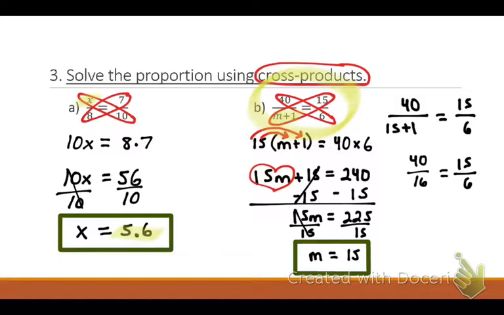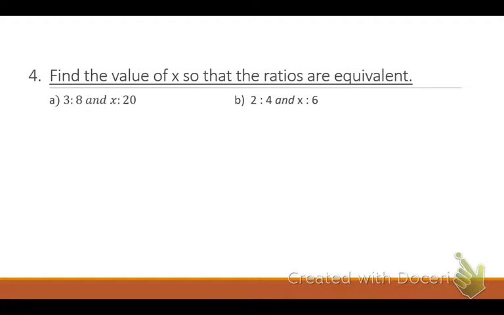When you do that, what do you get? 2.5. Now I want you to focus on the right side. 15 divided by 6, or 15 over 6, what is that? 2.5. We want those to equal each other, so you can see here, it did check out, which helps me to understand m equals 15 is the correct answer. All right, let's go to the next one.